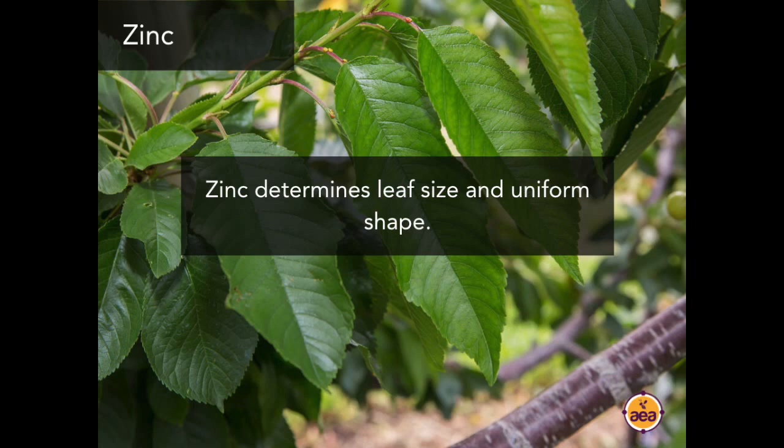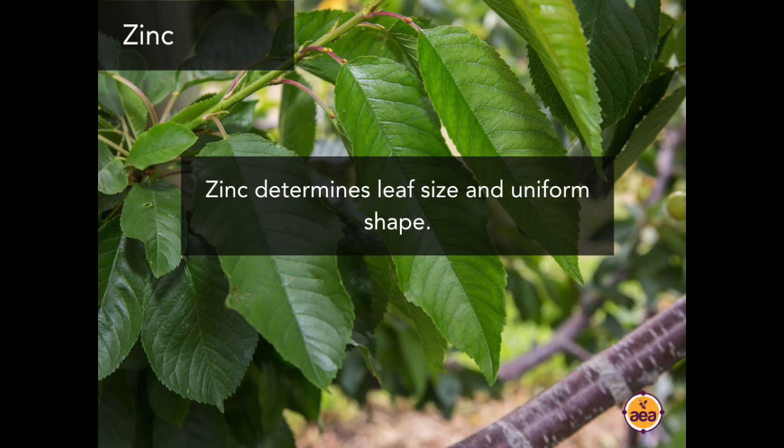The key management consideration that we look at when managing zinc is leaf size and uniform shape. Generally, when we have adequate or generous supplies of zinc, we will have larger, wider leaves, and the leaf shape ratio will change, where we will generally tend to have wider leaves that are shorter in ratio to each other. But the other important consideration is looking at the uniformity of where the leaf joins the stem, the petiole.